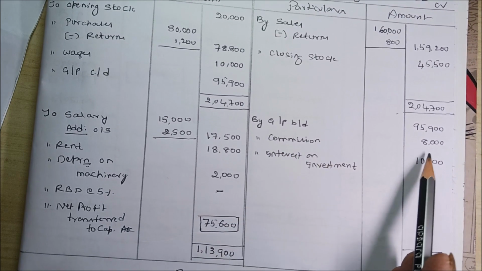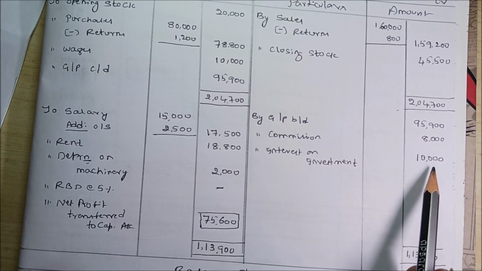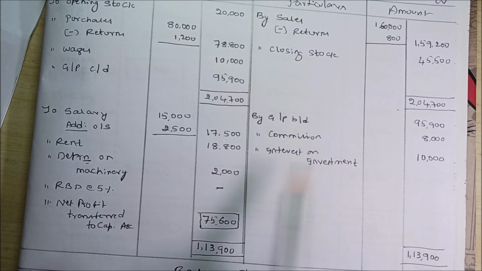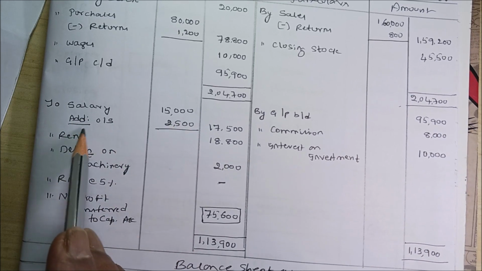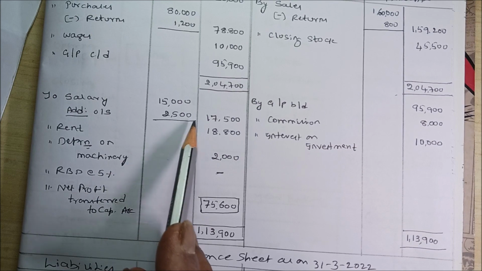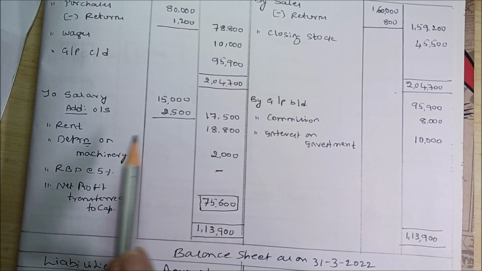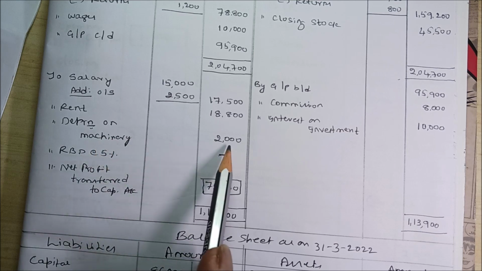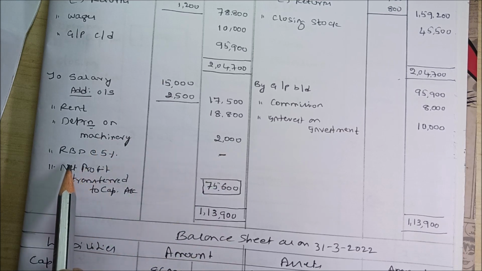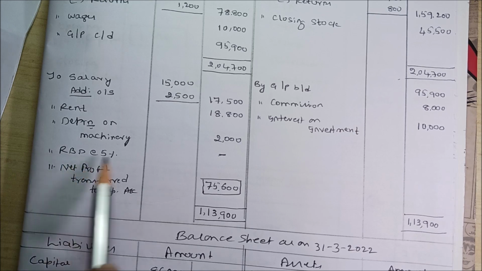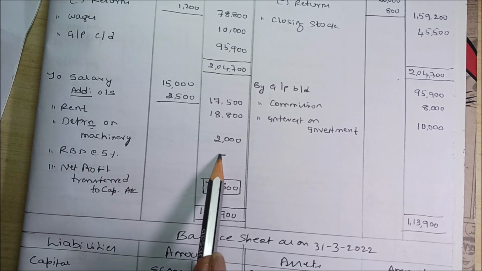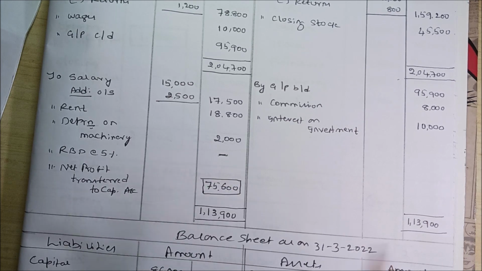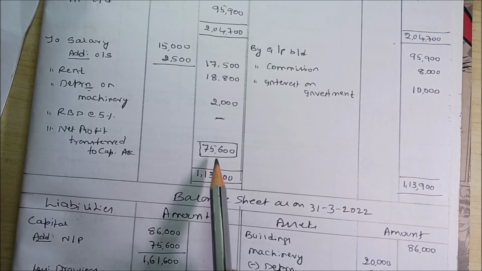By commission 8,000. By interest on investment 10,000. To salary 15,000, add outstanding 2,500, then it comes to 17,500. To rent 18,800. To depreciation on machinery 2,000. Just to show you, if really that item is there, then you have to make provision for that RBDD. But in this it is not there, I put blank because that item is not at all there. To net profit transferred to capital account 75,600.